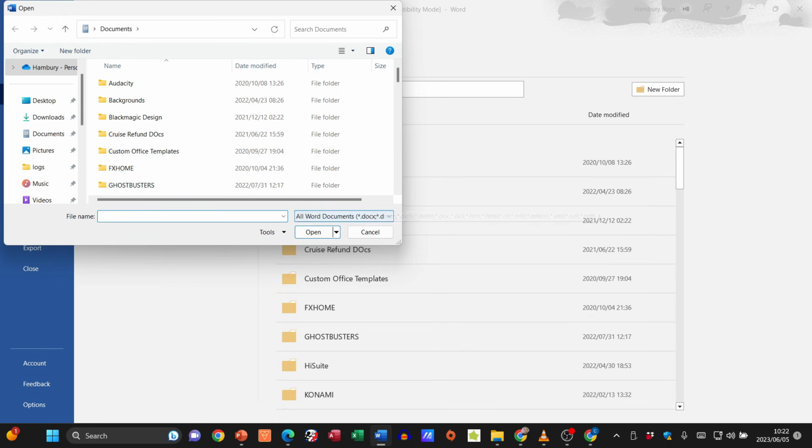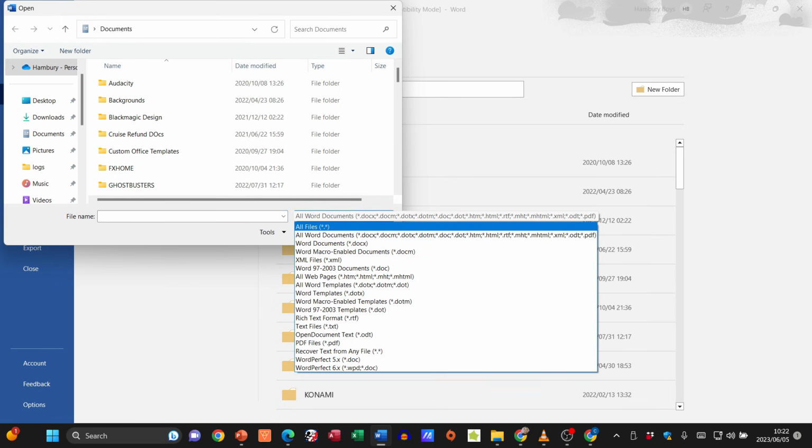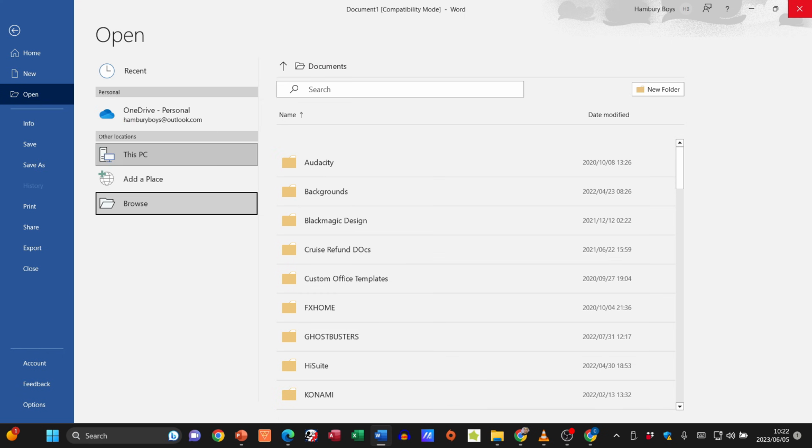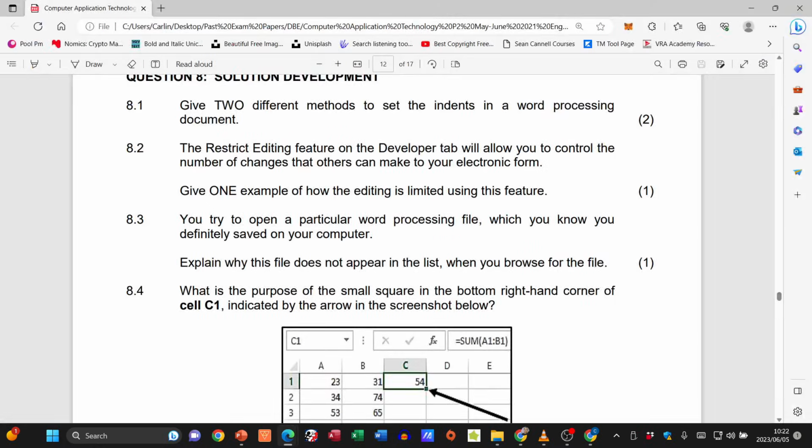Maybe you left it as all Word documents. Maybe you didn't say all files. So it's not actually showing because maybe the file has a hidden attribute to it, so you can't even see it because it is hidden. Maybe you're even trying to open it with the wrong application. Okay, so those are all different reasons why that might happen.